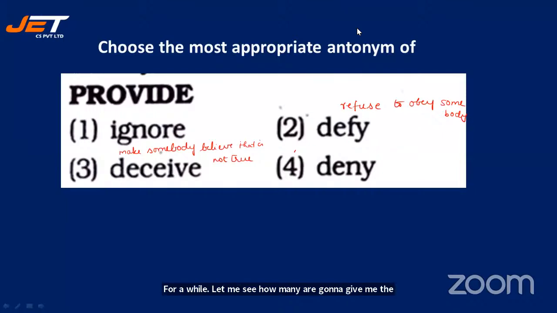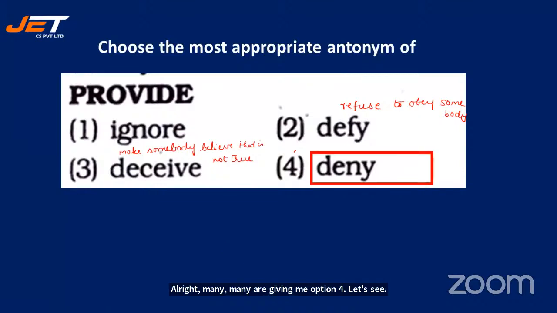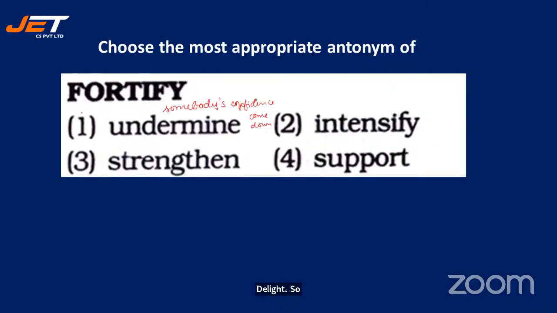Okay. Anthony, Vishwanath, Sai Charan, Faisal. All right. Many are giving me option four. Let's see. Yes, it is option four, deny. So provide is give, deny is no. Okay. See the next question.